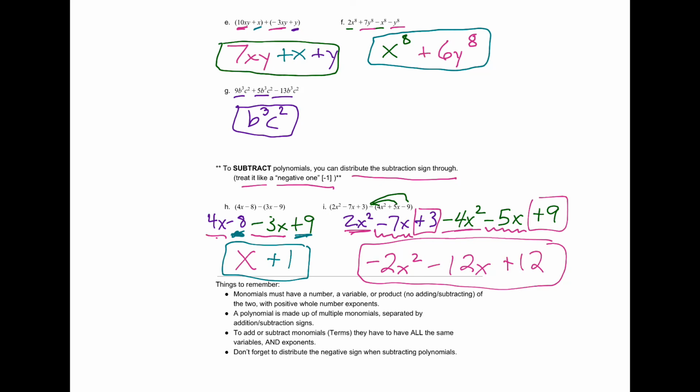To add or subtract monomials, they have to have all the same variables and exponents. So once again here, we can add x to the 8th because they're both the same variable and the same exponent number. Once again, if we look at this problem, b cubed c squared, same variable and exponent number in each of these monomials. And then don't forget to distribute the negative sign when subtracting polynomials. That's what we did. That was new today. So make sure to distribute when you're subtracting monomials or polynomials.